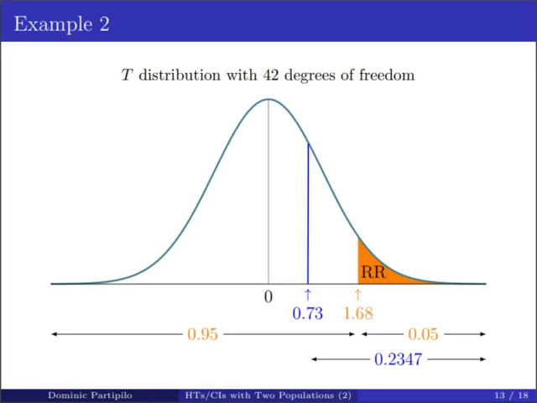Now our test statistic was 0.73, and just by looking at this image, we can see that this is definitely not in the rejection region, so we would be failing to reject the null hypothesis. But we could also use the p-value method and say, oh, well, there's 0.2347 to the right of this 0.73. So that tells us, based on where the test statistic is located and the area to the right of the test statistic, that we're going to fail to reject the null hypothesis.